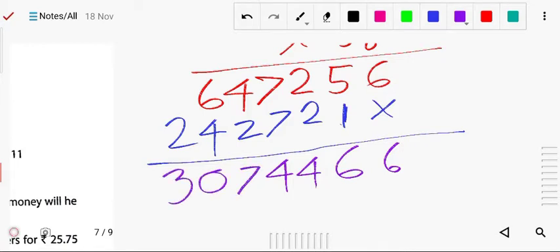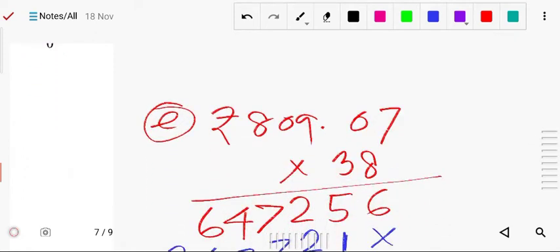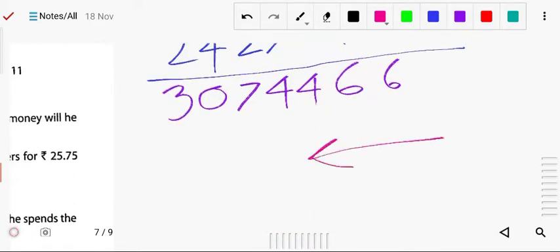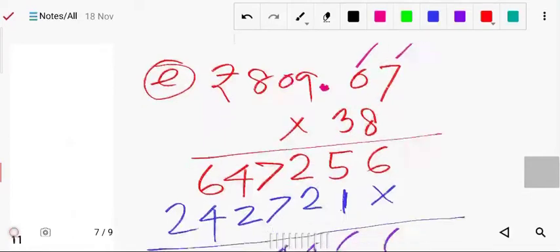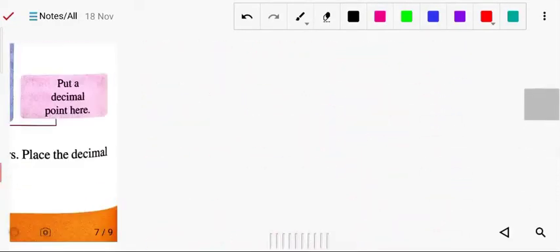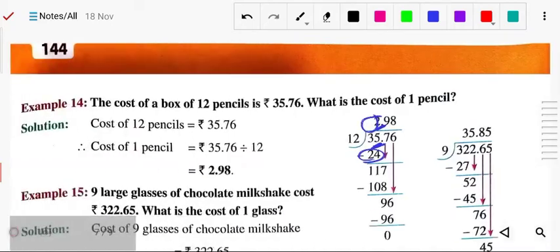Now after multiplying you have to place the decimal. Just check the decimal. After the decimal point, how many digits are there? 2 digits. Now we will count 2 digits from right to left, 1, 2. It means we will put the decimal here. So now your answer is this. Likewise you have to multiply, first you multiply then put the decimal. Okay, now let's see the next question.